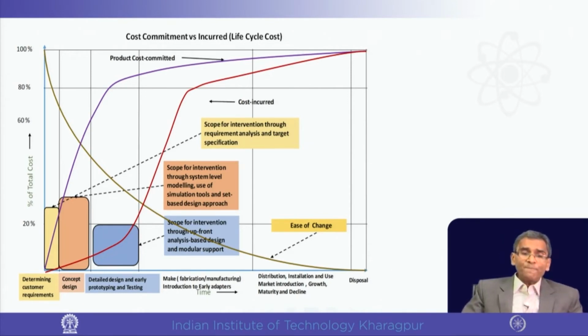Now, on top of it you see the product cost committed, that is the purple line on the left hand side, which is going upward from the low left bottom corner to the top right corner. The purple line is the product cost committed.